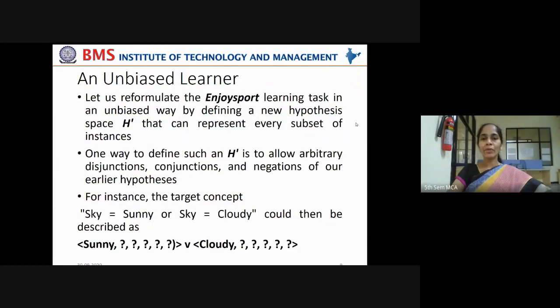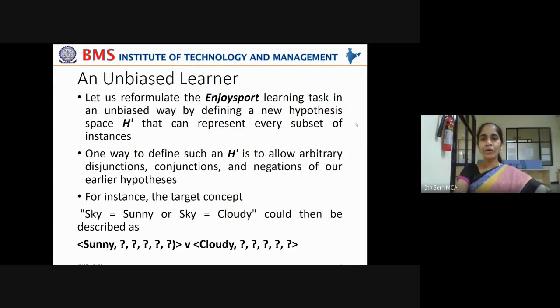Now let us reformulate the EnjoySport learning task in an unbiased way. Let us start with an unbiased way only. Let us find all the possible hypotheses in the hypothesis space. Let's see what problems we encounter and which will drive us towards a biased learner.